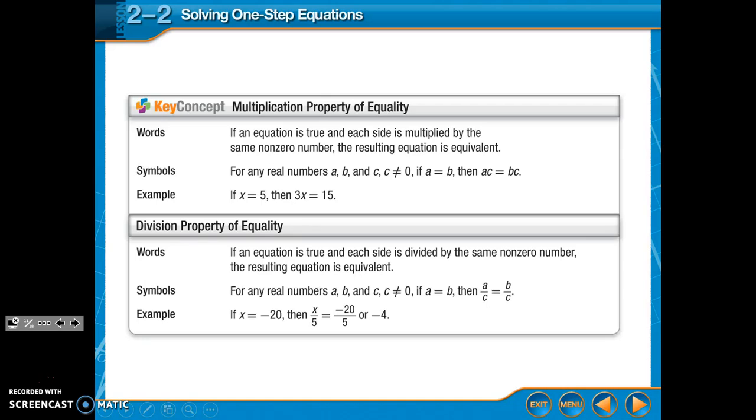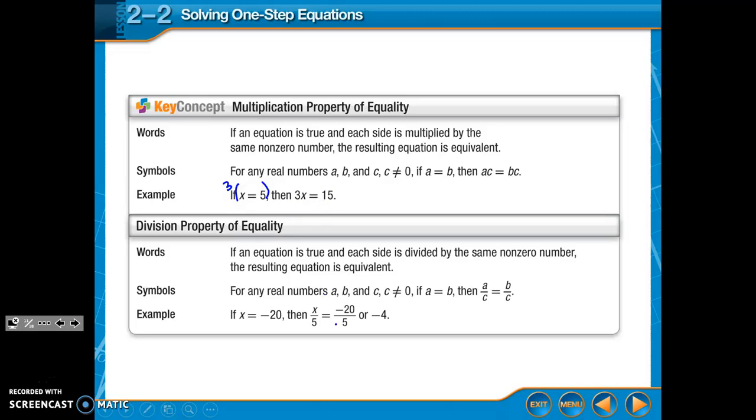Okay, we can do the same concepts with multiplication and division. So I can multiply two sides of an equal equation and they would still remain equal. So for example here, if I have x equals 5 and I multiply both sides by 3, I get 3x equals 15 and that's still the same. They're still equal. So that works.